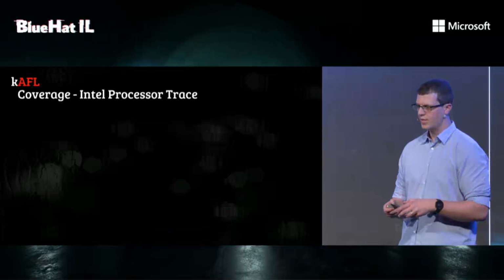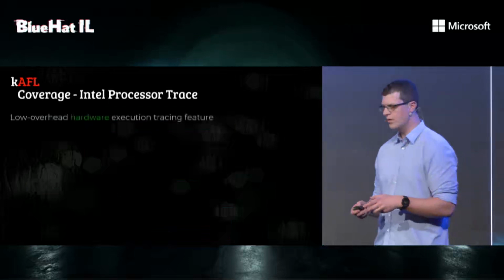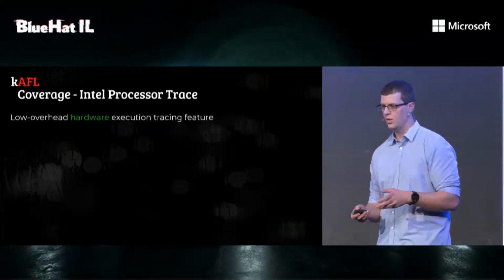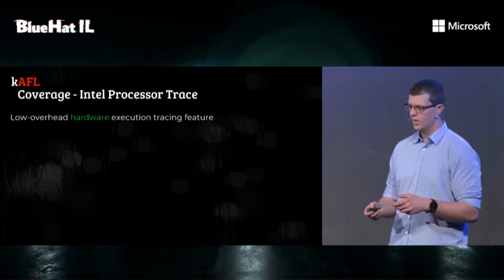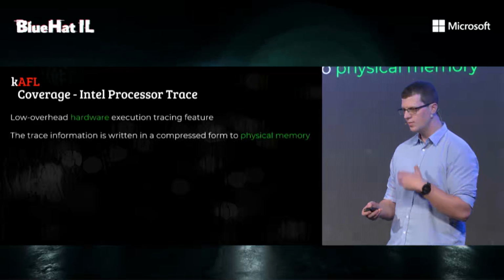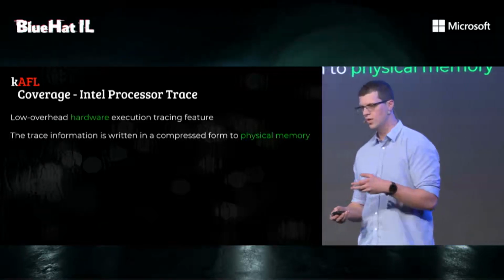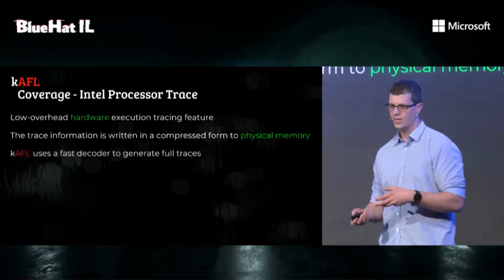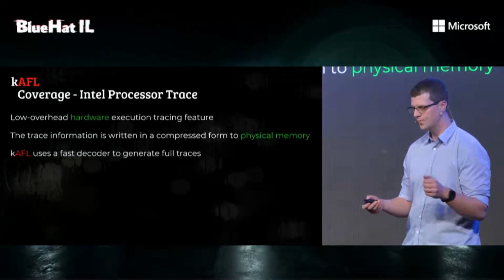KFL's coverage implementation uses Intel Processor Trace. For those of you less familiar, Intel Processor Trace, also known as Intel PT, is a low overhead hardware execution tracing feature in the Intel CPU. It uses the hardware to write trace information into compressed memory, and KFL uses a fast decoder to decode those traces into full traces.